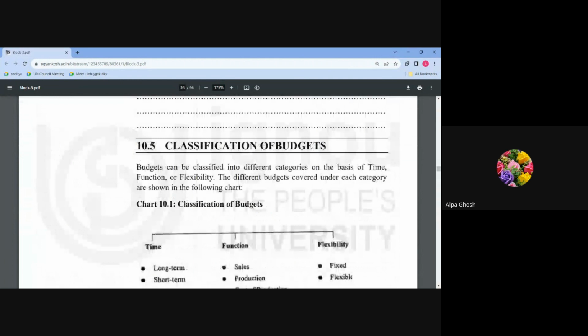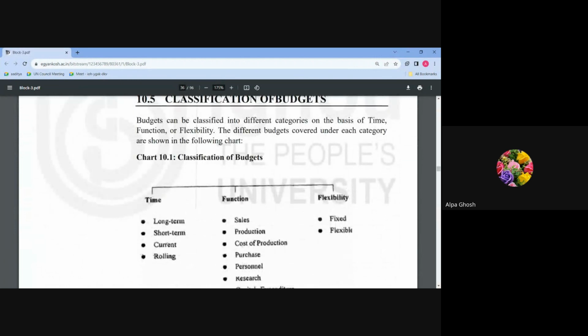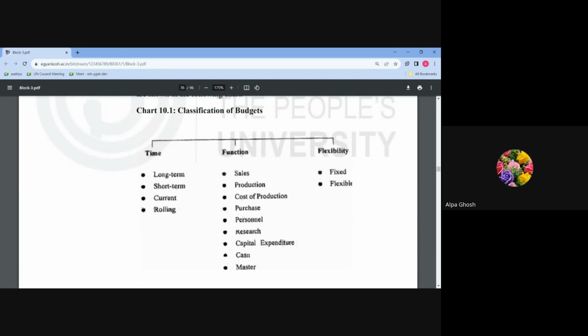So each and every aspect can be compared as can be done in the form of budget. So this is the classification of budgets. You can see the budgets can be on the basis of time, long term budget, short term budget. What is your plan for next 15 days? What is your plan for next 3 months? What is your plan for next 12 months, for next 5 years? So this is what we call a long term and short term budget. Current budget, the budget which is prevailing now, and rolling budget, the budget which is carried from the previous year. Am I clear with this time element?